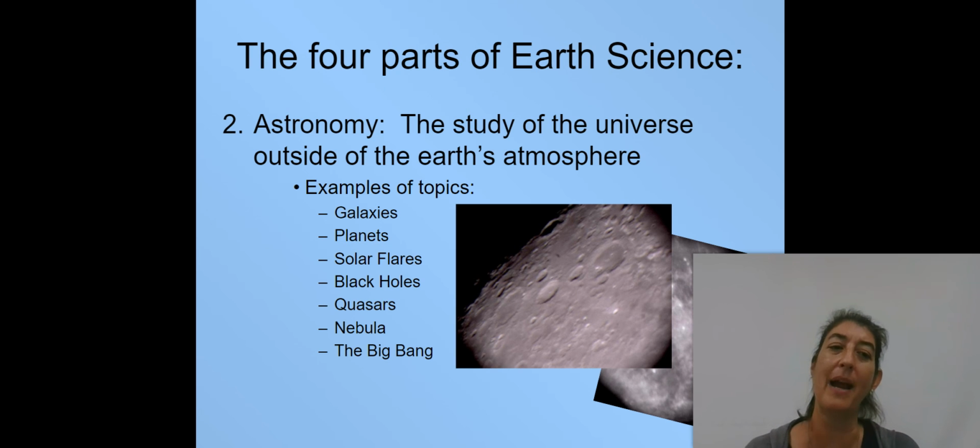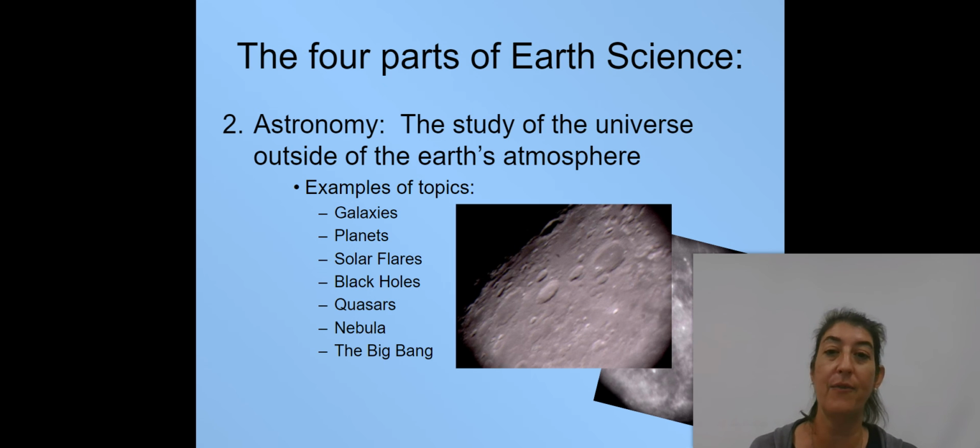Another unit of study that we're actually starting our year with is astronomy, the study of the universe outside of the Earth's atmosphere. So we sometimes talk about this as everything out there. And so we will talk about planets and galaxies and stars and black holes and quasars and pulsars and all kinds of crazy, weird things that are out there in space.